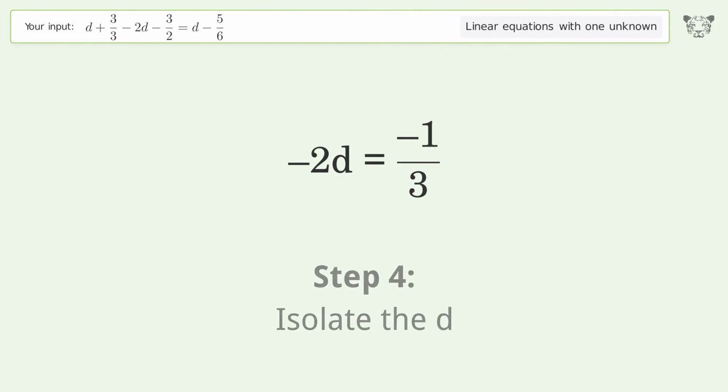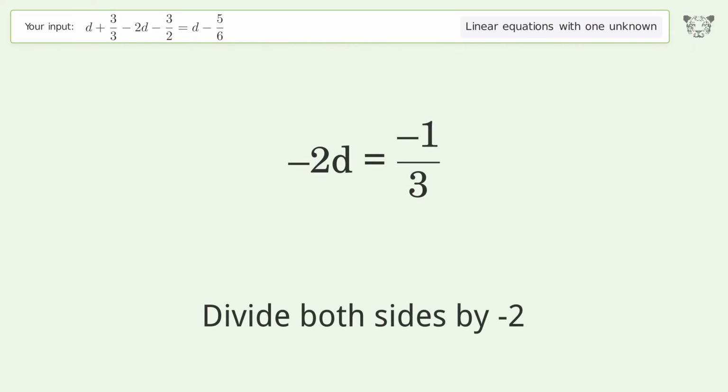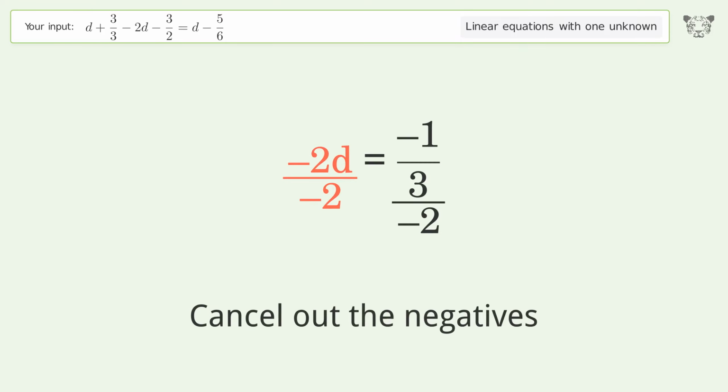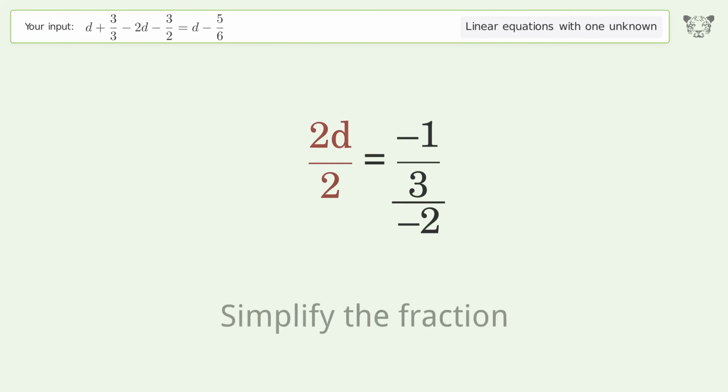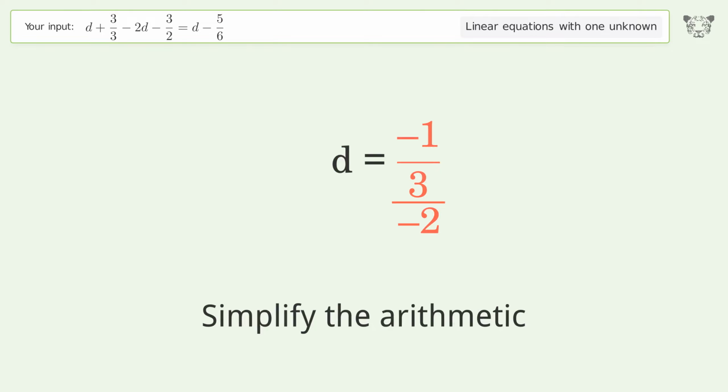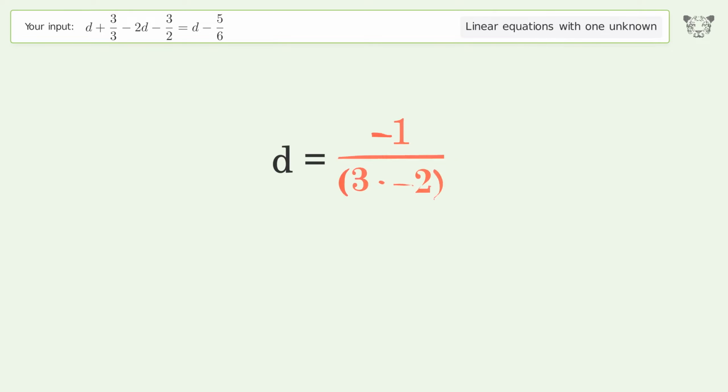Isolate the d. Divide both sides by -2. Cancel out the negatives. Simplify the fraction. Simplify the arithmetic. And so the final result is d equals 1 over 6.